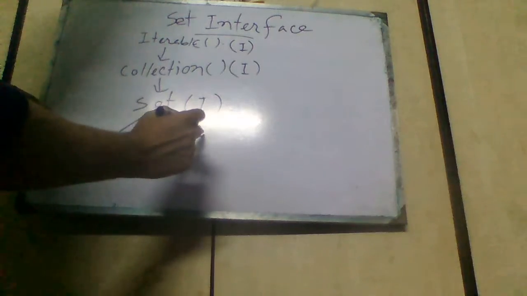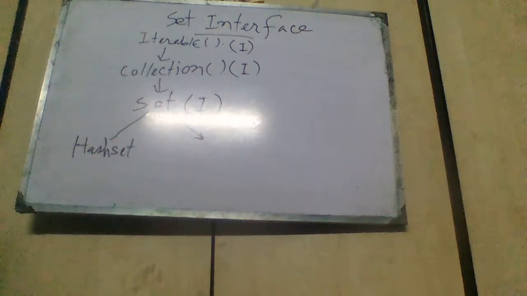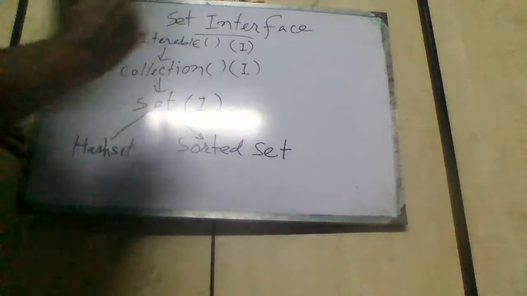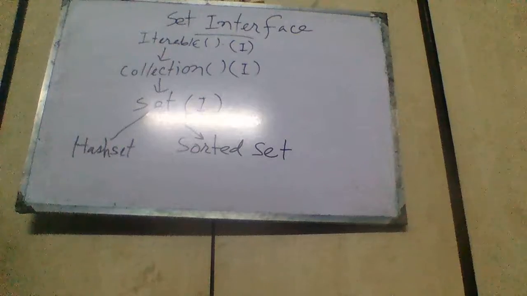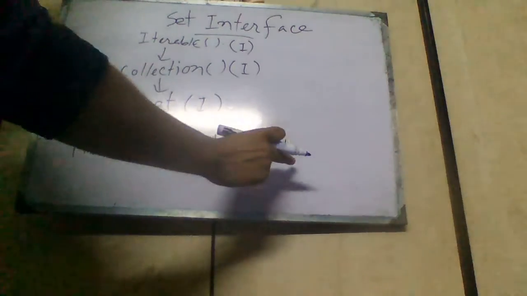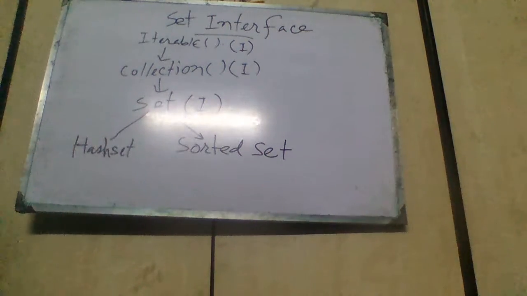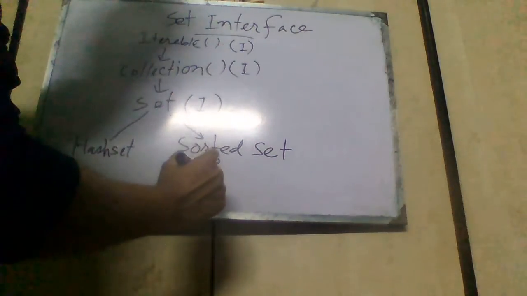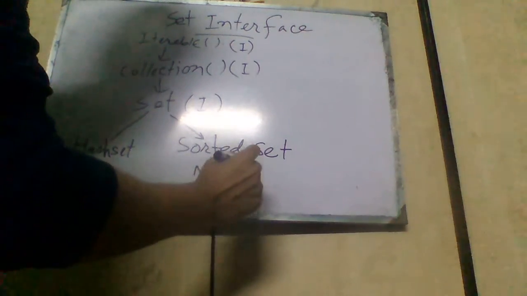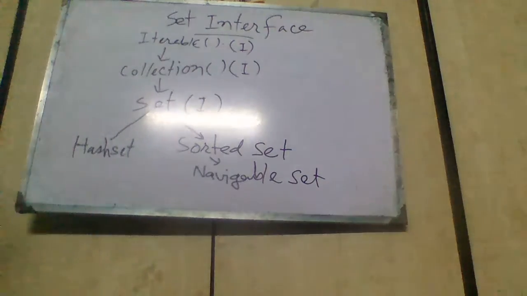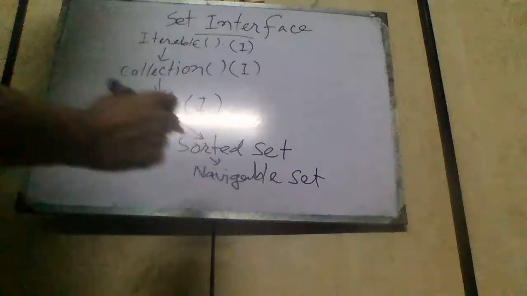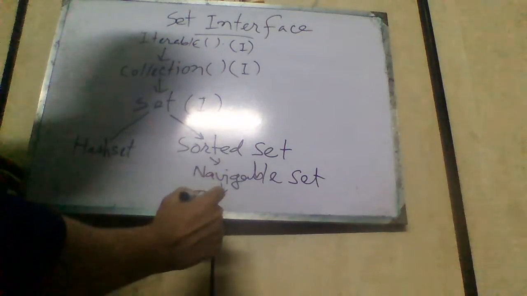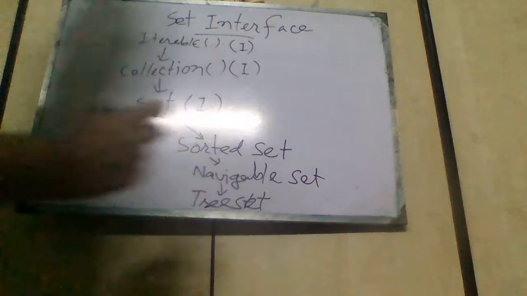There is a child interface of the Set interface, that is SortedSet. The SortedSet has also a child interface, that is NavigableSet. The NavigableSet is implemented by one class. The class name is TreeSet.